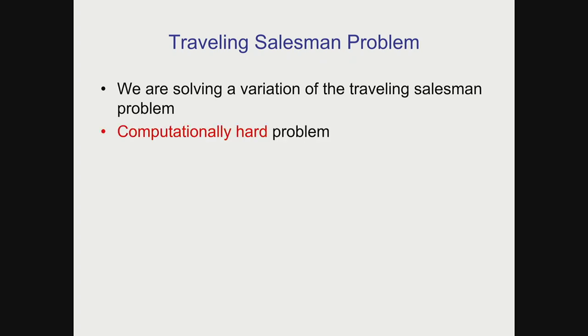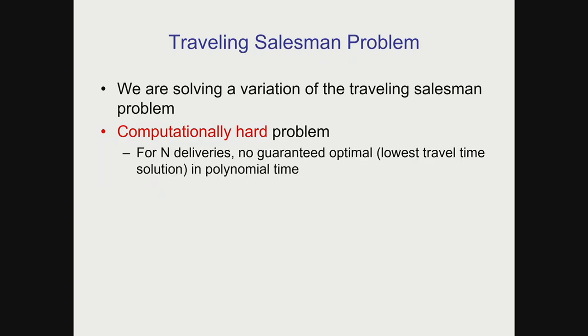Traveling salesman by itself is already what's called a computationally hard problem. We've added a few extra constraints, and that doesn't change whether it's computationally hard or not. Still computationally hard. What does that mean? For computationally hard problems, if we have n deliveries, there's no guaranteed optimal solution. Guaranteed optimal means we guarantee this is the best you can do, the lowest travel time anyone's ever going to find for this problem. We can't guarantee that in polynomial time.